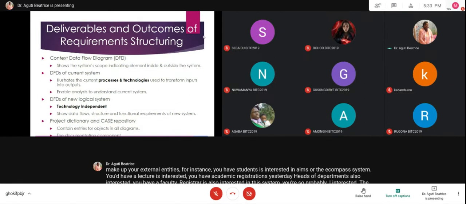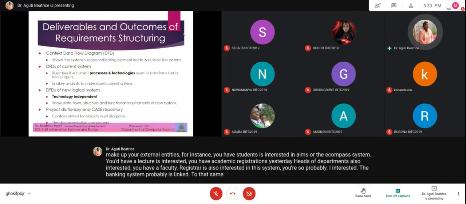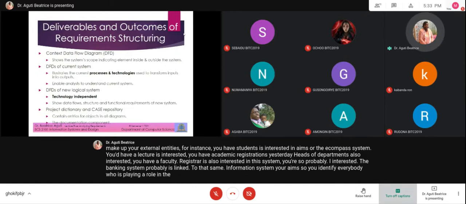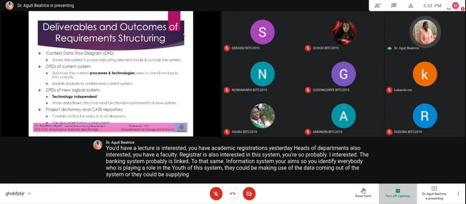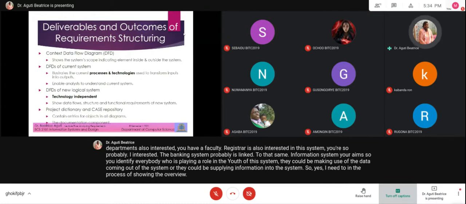Information system, your ends. So you identify everybody who is playing a role in the use of the system. They could be making use of the data coming out of the system, or they could be supplying information into the system. So you also need to, in the process of showing the overview, the current operation of the system, indicate how your system is currently situated.